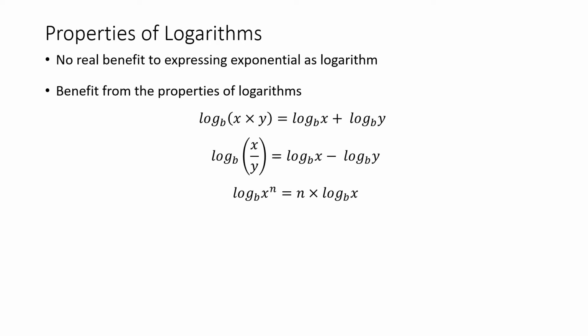Another property of logarithms is that if we have the log of x raised to an exponent, then that exponent can be brought around in front as a coefficient. So I can take the exponent n and move it around in front of the expression as a coefficient, as we see here, n times the log of x to the base b. And the last property of logarithms that we'll look at is the log of b to the base b equals 1.